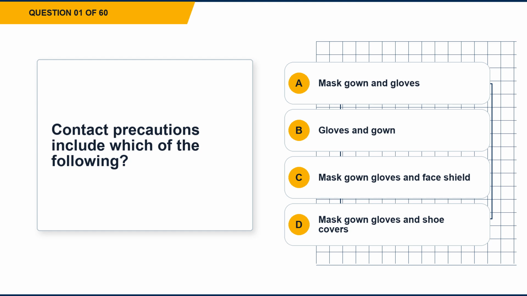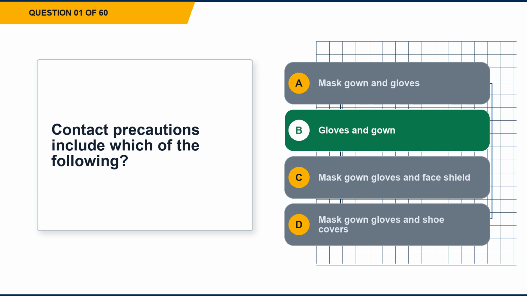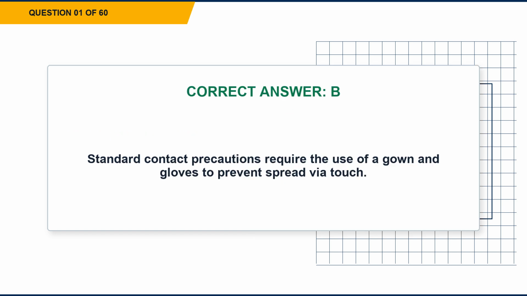Question 1. Contact precautions include which of the following? Option A, mask, gown and gloves. Option B, gloves and gown. Option C, mask, gown, gloves and face shield. Option D, mask, gown, gloves and shoe covers. The correct answer is option B, gloves and gown. Explanation. Standard contact precautions require the use of a gown and gloves to prevent spread via touch.